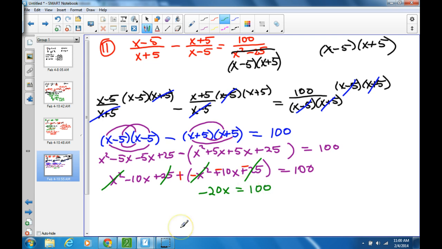Wait, how does the negative x squared cancel out with a regular x squared? Yeah, it does because we have this negative sign. We are subtracting this whole second polynomial. So we're left with this, and if we solve by dividing both sides by negative 20, we have x equals negative 5.